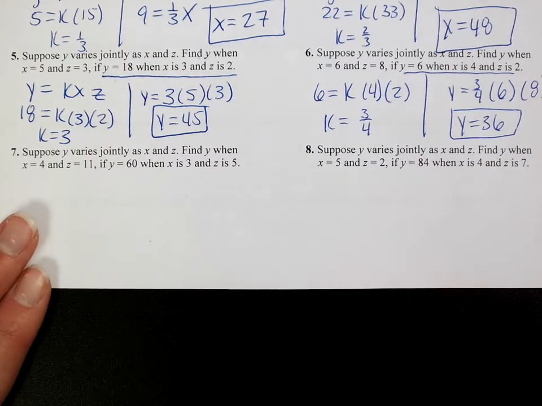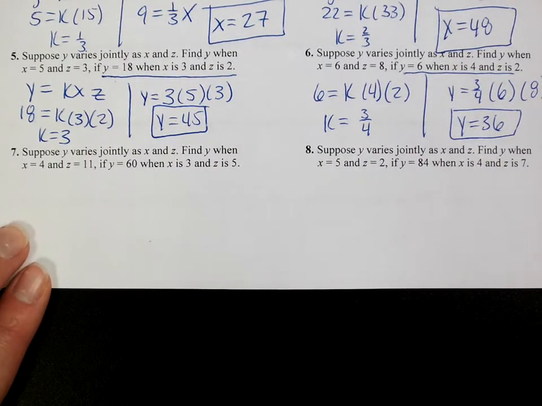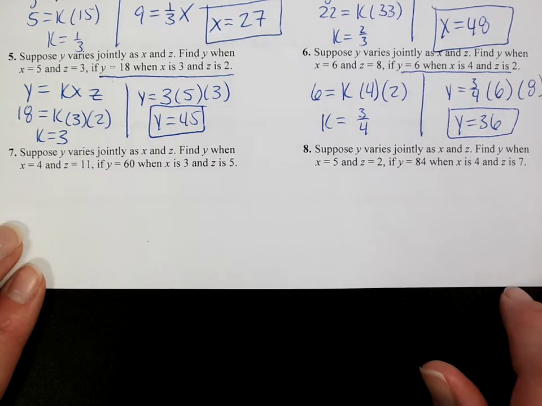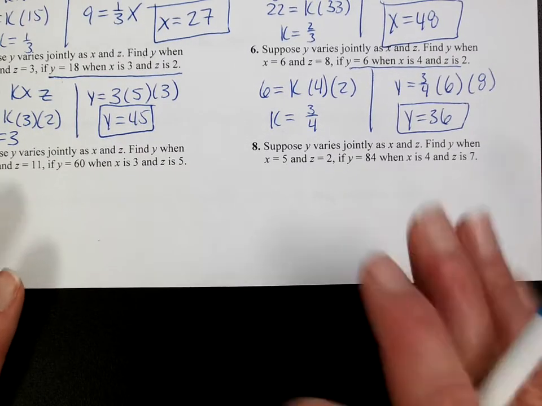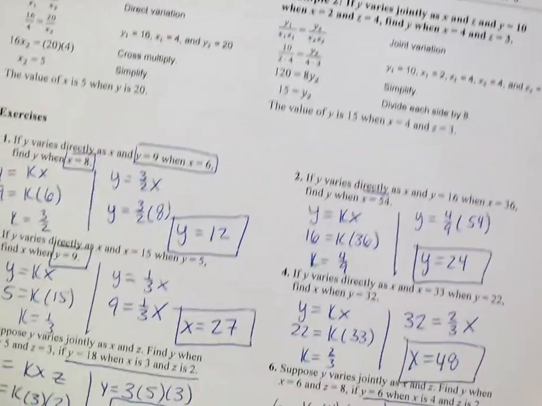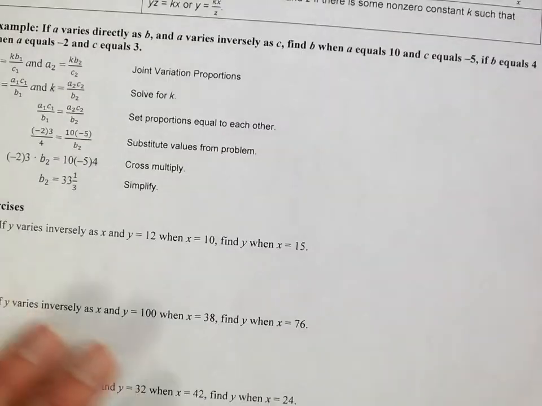Coming down here, kind of same thing again, find y when this is actually no different, so I don't even think I'm going to do that one. Same thing here. So, skipping to the back, that's pretty easy. Direct and joint. On the back you have inverse and combined.